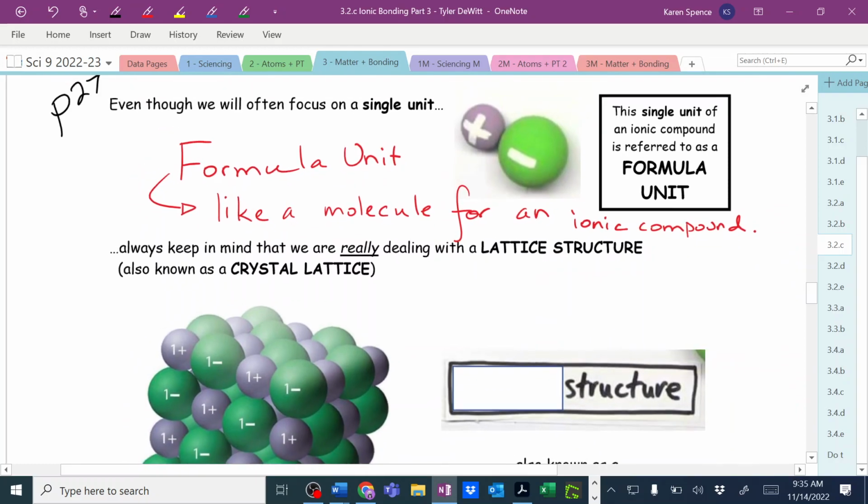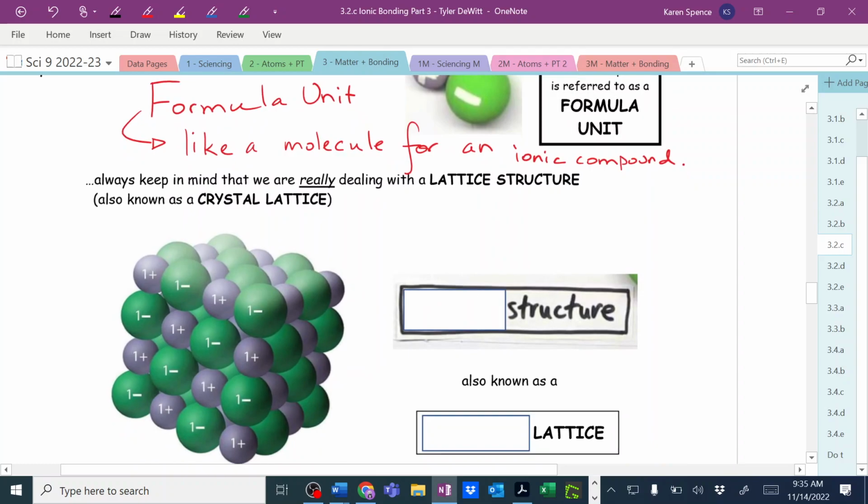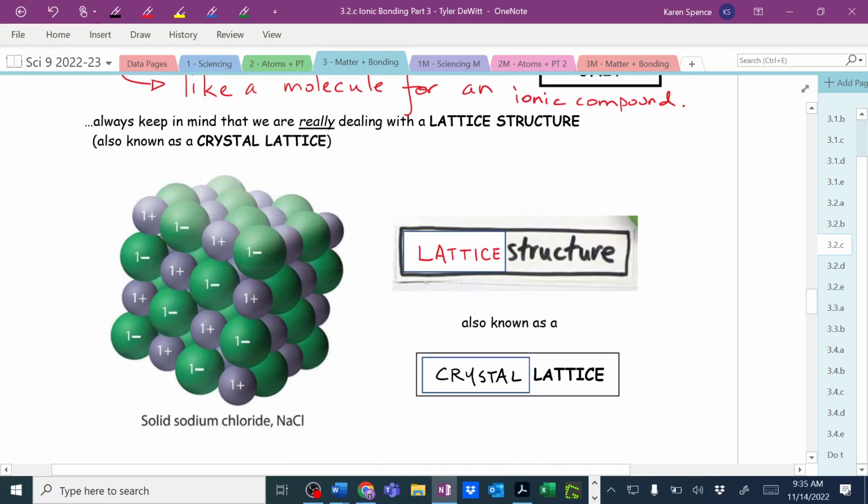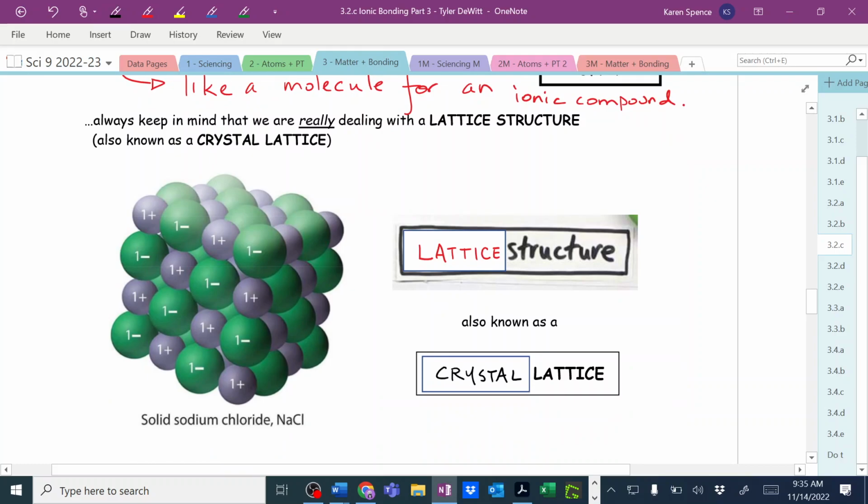But you should always keep in mind that what we're really dealing with is this lattice structure, L-A-T-T-I-C-E. But more often you're going to hear it referred to as a crystal lattice. And if you've ever looked at salt crystals, you'll know why it's called a crystal lattice, because they are literally crystals.